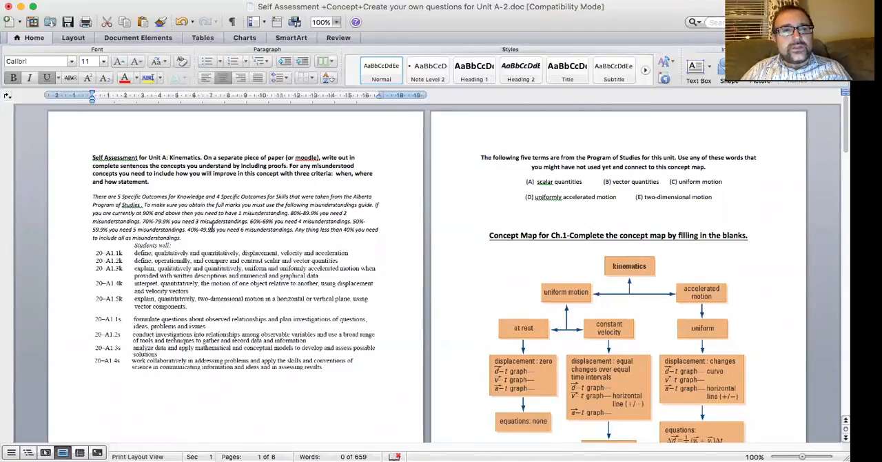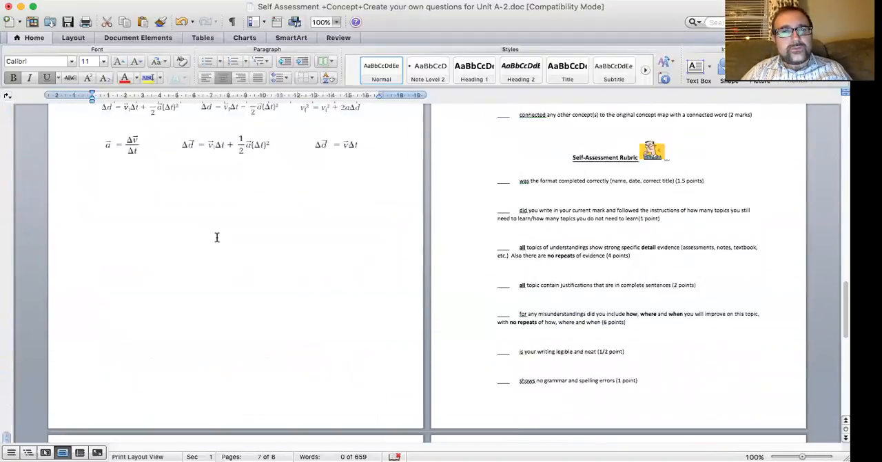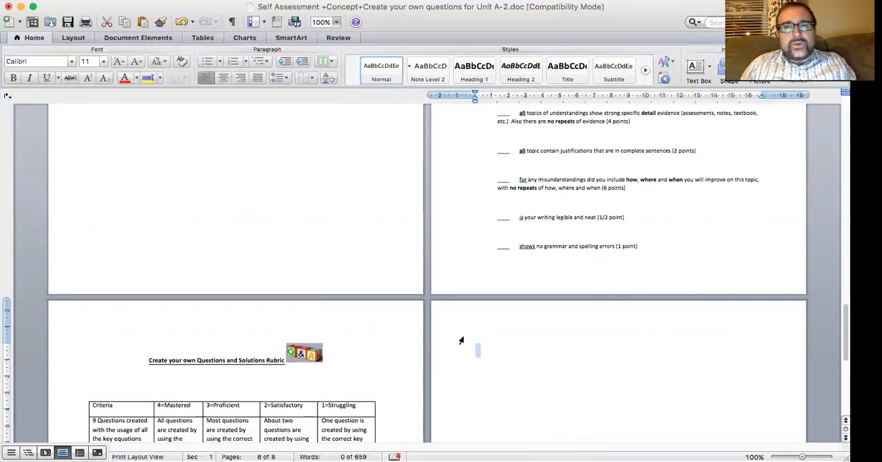Let's say you're a student that is 71.3%. So what you need to do in reality is, first, indicate your name. So let's say you're student A. Next, the title, Self-Assessment Unit A. Then your mark, 71.3%. And then the date, September 28, 2016. So once that is done, if you look back on the rubric, you already got 1.5 marks for that.